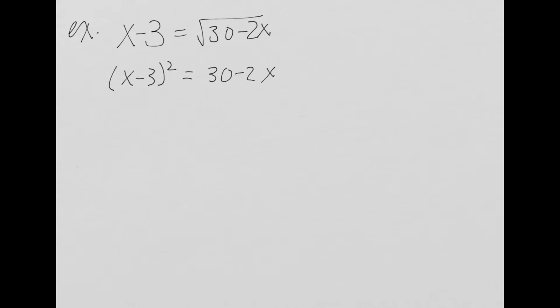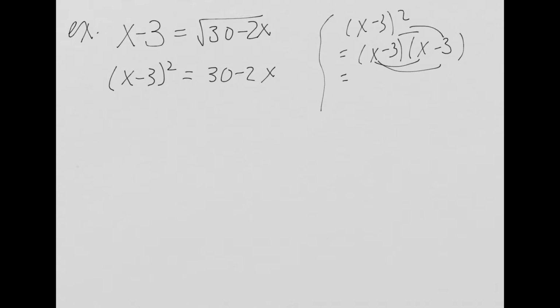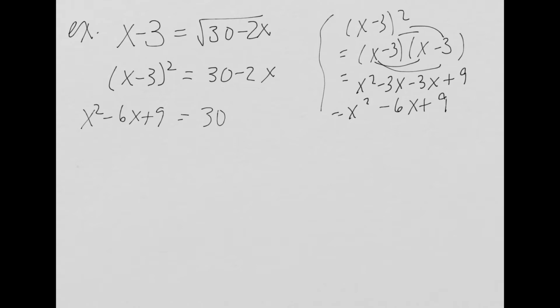Now I need to be careful. X minus 3 squared, I'm going to do that off to the side here. Remember, x minus 3 squared is x minus 3 times x minus 3. Well, that means I have to distribute twice. So it'll be x squared minus 3x, then minus 3x plus 9, which gives me x squared minus 6x plus 9. It's not x squared plus 9. Right, you don't just square both terms. You gotta square the whole left-hand side. So I get x squared minus 6x plus 9 equals 30 minus 2x.